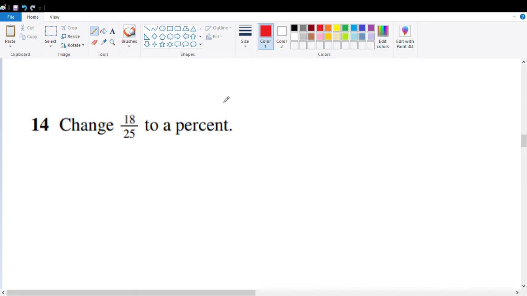Now let's do 14. So there's two options. We'll do the first option, which is the easiest one most of the time, and this is what I want you guys to do on your test. You're going to multiply this by 100%. So it's 18 over 25 times 100%.